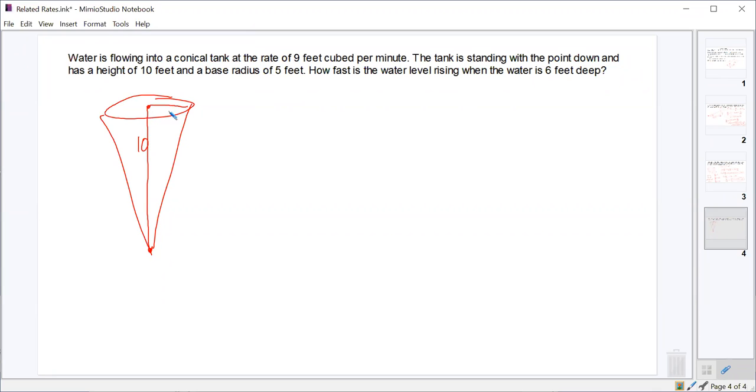What about the radius? Is the radius of the cone changing? No. The cone isn't changing itself. What we're doing is we're filling the cone with water up to a certain level, right? And the height of that is changing, and the radius of that is changing, right? But the height and the radius of the actual cone are not. Everybody agree with that?